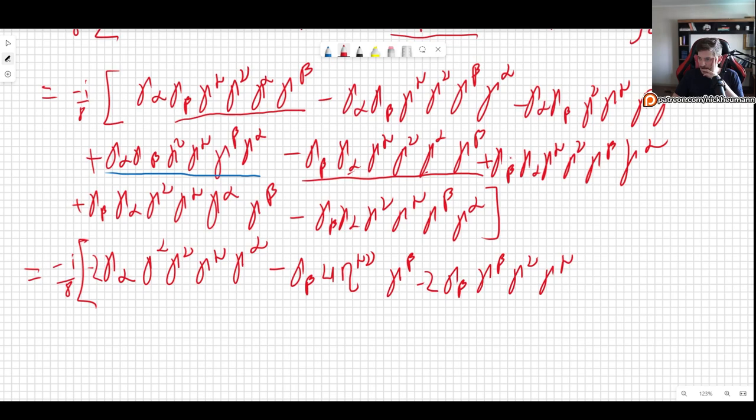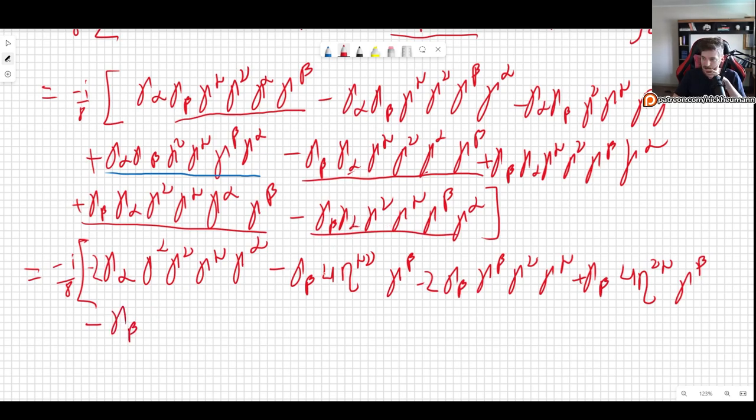Just let me double check. So we have gamma beta here, and those are in reversed order. Okay. Then we have this part. So that part, let's see, we have the alpha here. So we get plus gamma beta. Then we have two in the middle, which gives us four eta with the indices of the ones that are in the middle. So nu mu. And then we have still gamma beta. And finally, we have this part, which gives us minus and gamma beta.